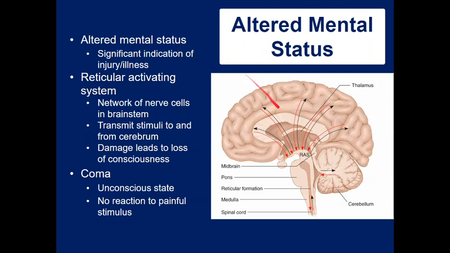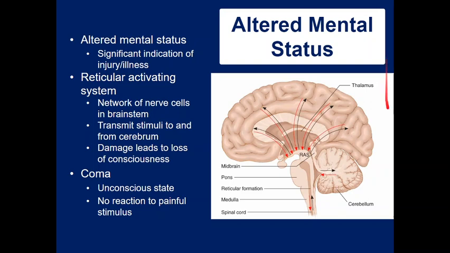So the base level of consciousness is modulated by the reticular activating system. It's a network of nerve cells throughout the brain and brainstem, and it transmits stimuli all over the place, and damage to it directly can actually cause coma. You can get hit right up here in the head and still be conscious, just in a lot of pain. But if you have trauma directly here, even if the rest of the brain is intact, you will be comatose. And coma refers to an unconscious state with no reactions to painful stimuli.